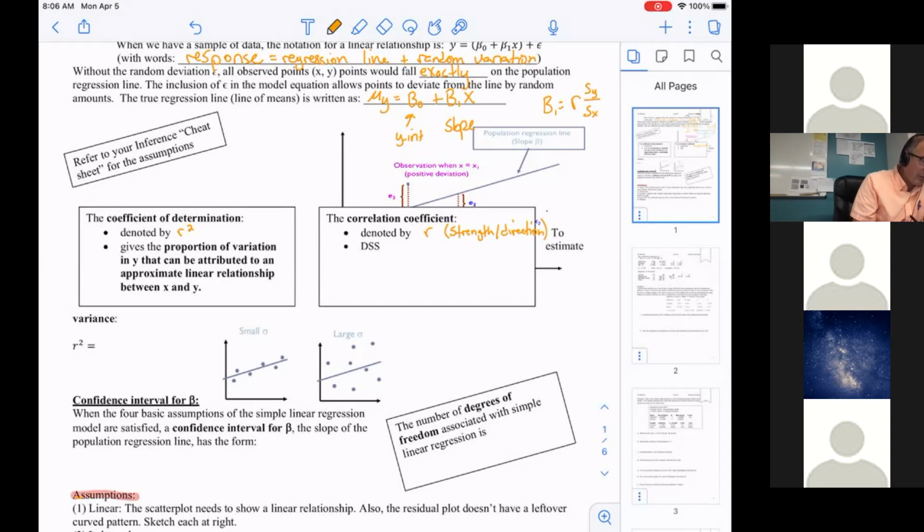DSS was a former model that we used: direction, shape, and strength. I forgot to update this. When we went through linear regression, we used the SOFA model, which stood for strength, outliers, form, and association direction.